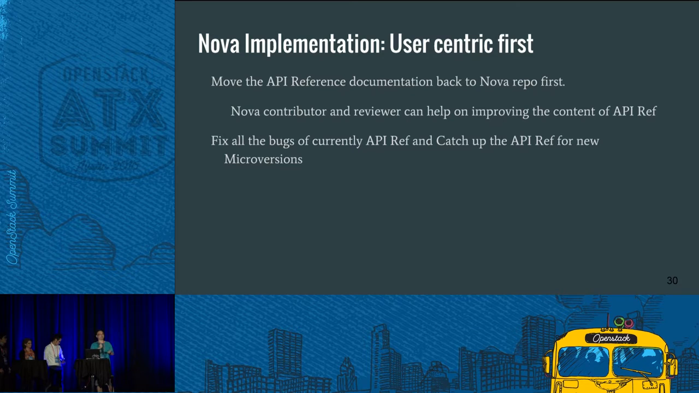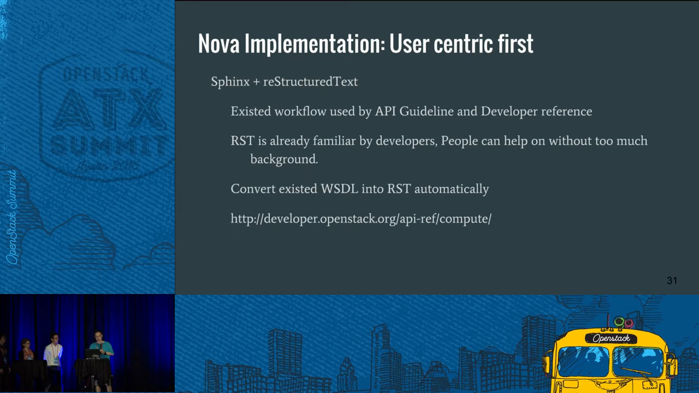And then we begin, after moving our Nova document to the Nova repo, to fix the bugs in the API content and catch up the document for the microversions. This is based on the previous animation, the Sphinx plus the RST text. So this is not OpenAPI.